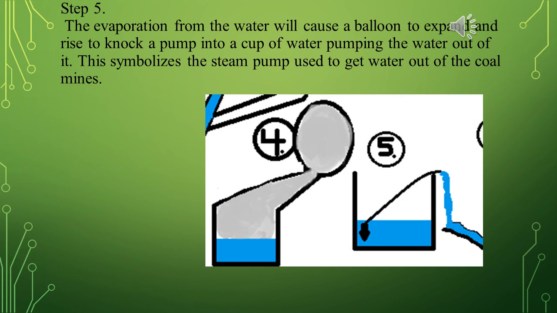Phase 5. The evaporation from the water will cause a balloon to expand and rise to knock a pump into a cup of water, pumping the water out of it. This symbolizes the steam pump used to get water out of the coal mines.